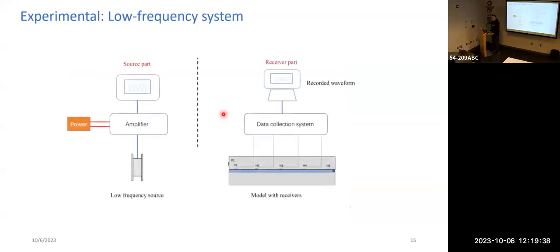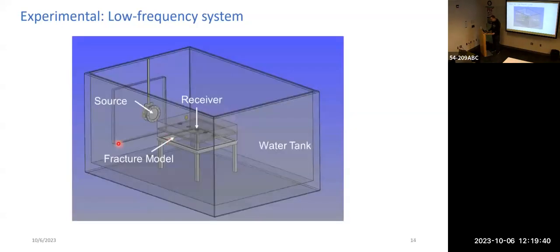What are the dimensions? The length of the water tank is 3.8 meters, and the width of the water tank is around 2.4 meters. The length of the fracture model is 1.2 meters, and the width of the fracture model is around 0.98 meters.